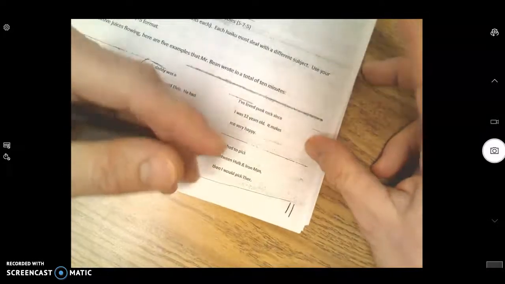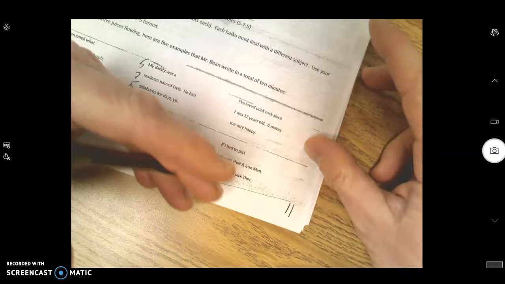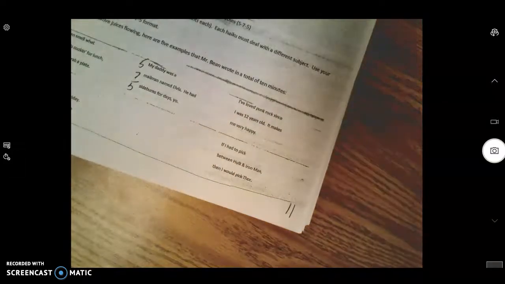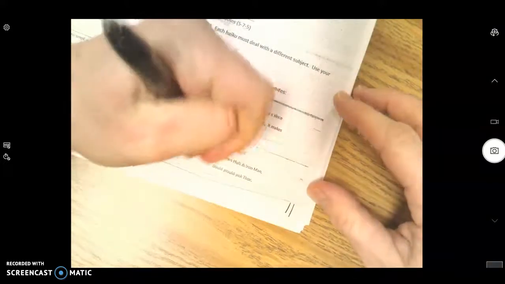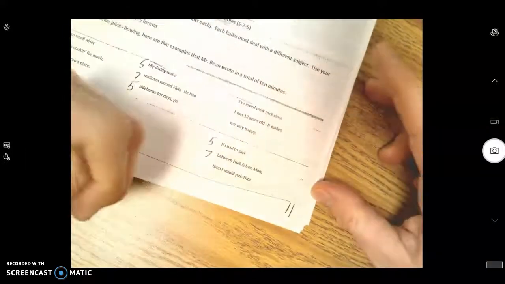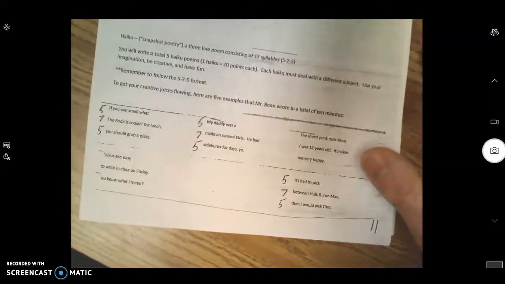If I had to pick between Hulk and Iron Man, then I would pick Thor. Doesn't make a lot of sense. But that's okay, because if I had to pick, it's 5. Between Hulk and Iron Man, 7. Then I would pick Thor, that's 5. Okay? So, there we go. 5, 7, 5. Okay?